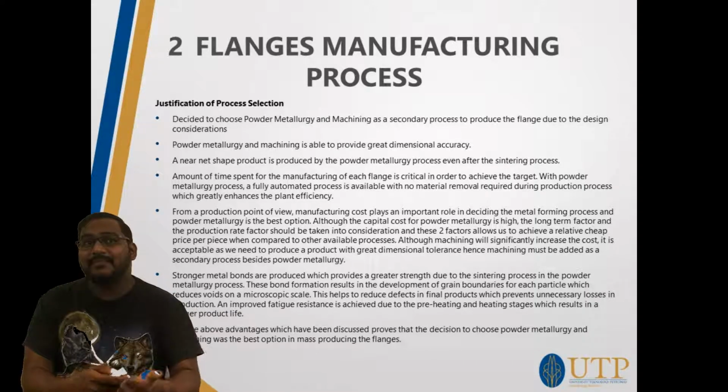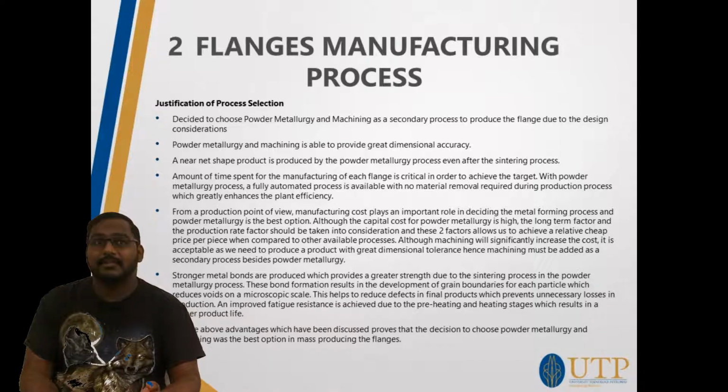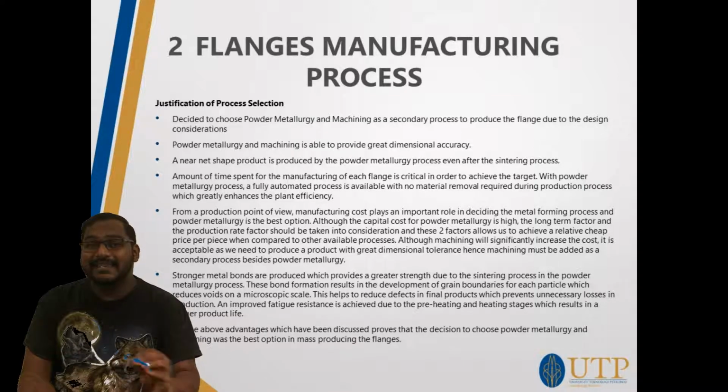Powder metallurgy and machining are both able to provide great dimensional accuracy, because the powder takes the form of a metal die and the hole is produced by an automated milling process. A near net shape product is produced by the powder metallurgy process even after the sintering process. This near net shape feature is extremely essential, as flanges are designed for very specific components with specialized functions, thus making accuracy a major requirement.